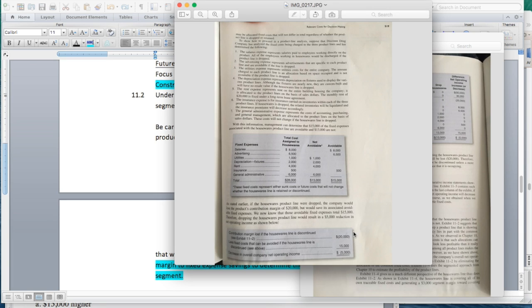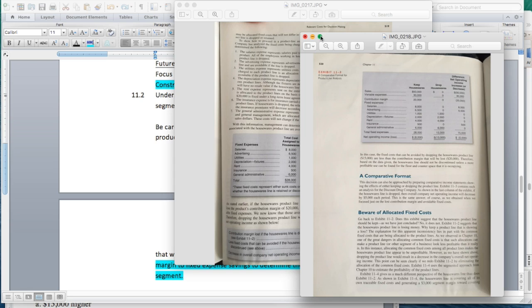And so the main thing that I want you to focus on for the exam is if housewares was discontinued, contribution margin lost, negative $20,000, less fixed expenses that can be avoided. They said $15,000 was avoidable. So there would be a decrease in overall company net operating income, negative $5,000. And on the next page, 520, it shows you how that $5,000 comes to play.